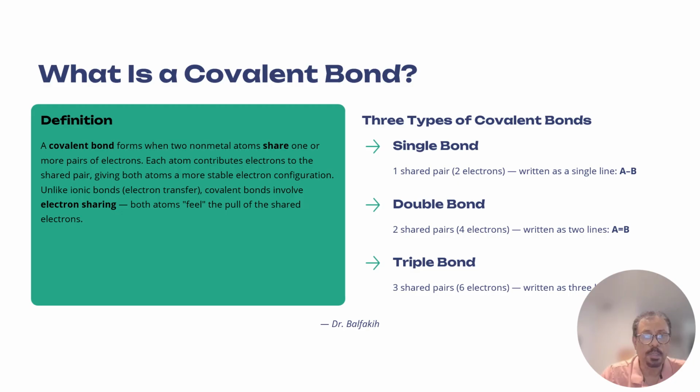We have the single bond, where we share 2 electrons to create a single bond. For a double bond, each atom will share 2 electrons, and the total will be 4 electrons. For the triple bond, each atom is going to share 3 electrons, and the total will be 6 electrons.